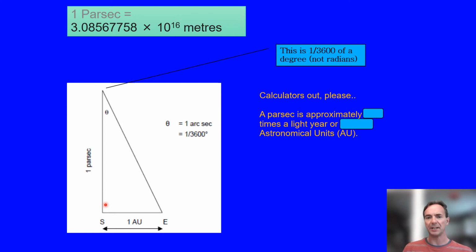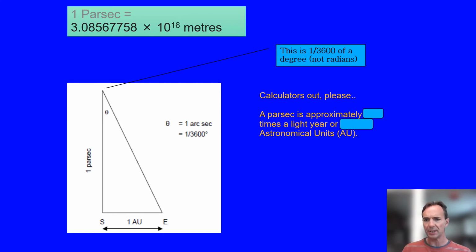How many light years are there in a parsec? And how many astronomical units are in a parsec? All these things need to be calculated to get you an idea of the conversion between them. So that's it. Have a good stare at that picture because that is a really important one.